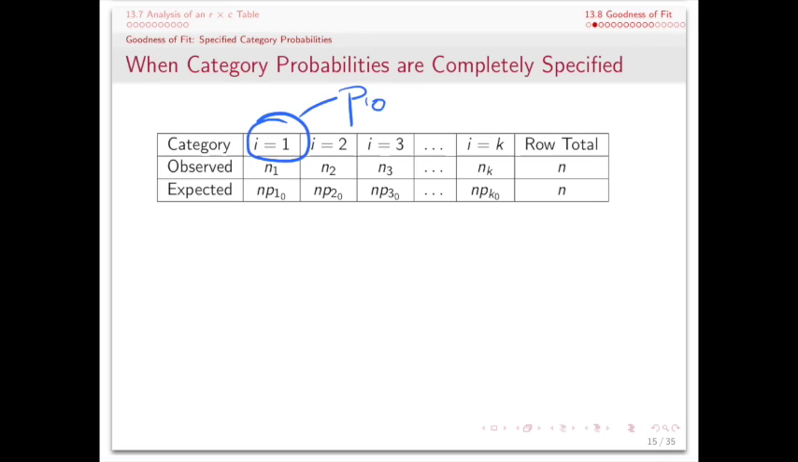Again, we will be looking at some data where we have observed frequencies for each category. Then we'll compute expected values for each category by taking the total number of observations and multiplying it by the specific probability associated with that category. In other words, the expected value for category 1 would be the total number of observations, n, times the probability for that category, p1 naught, and so on down through category K.